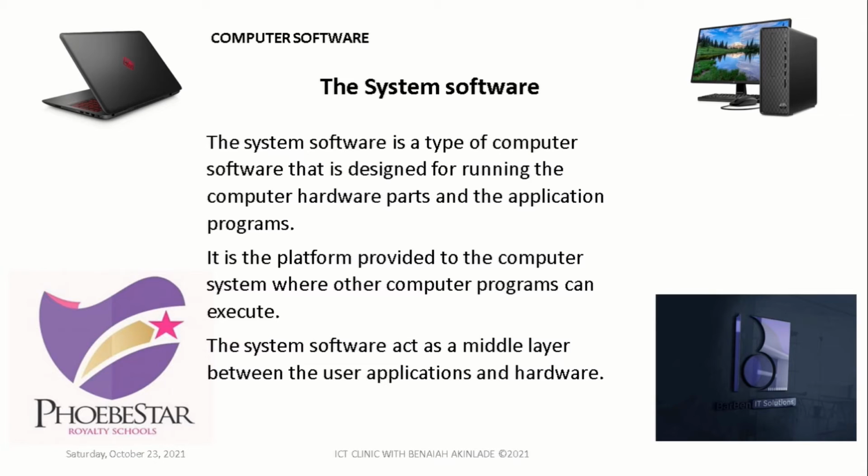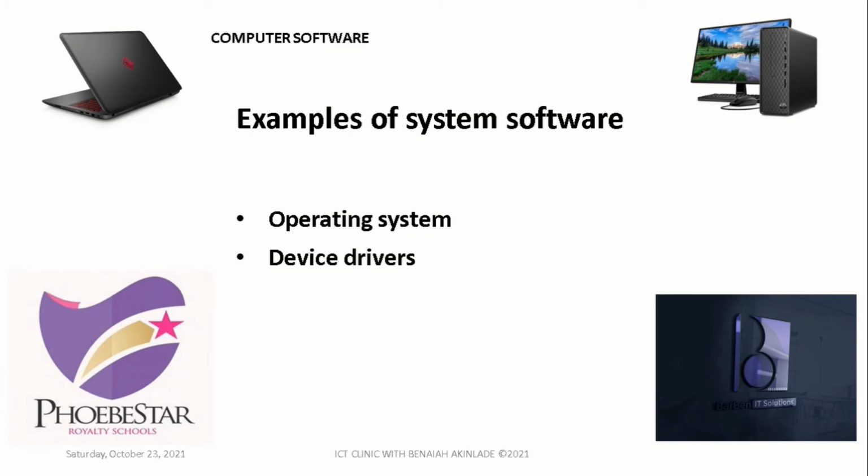It is very essential. It means that if you are able to remove that software, a lot of things will be disrupted on that computer. So you cannot uninstall a system software. We have several examples, but I've categorized these examples of system software into two. The first one is the operating system. The second one is the device drivers.